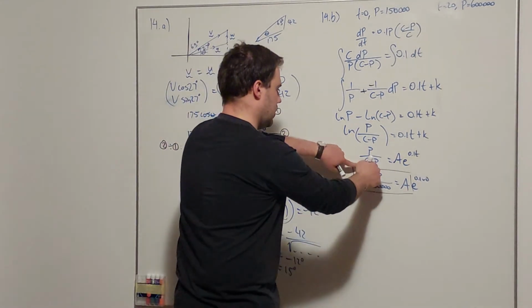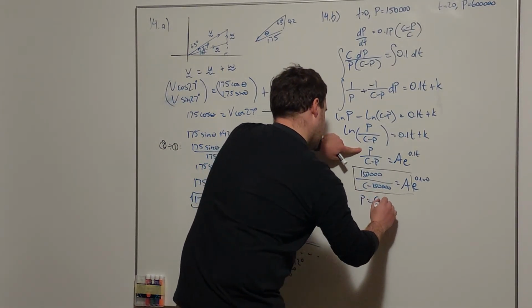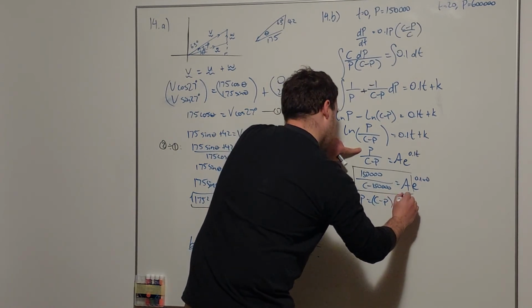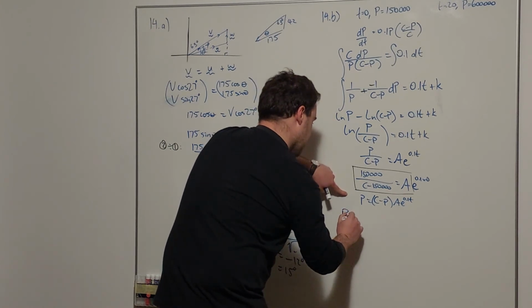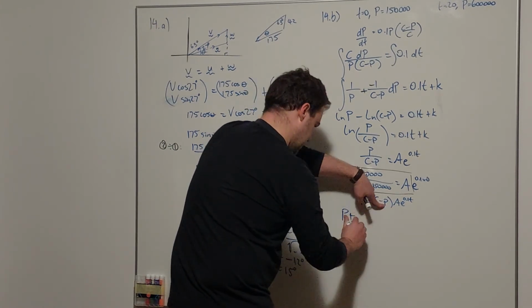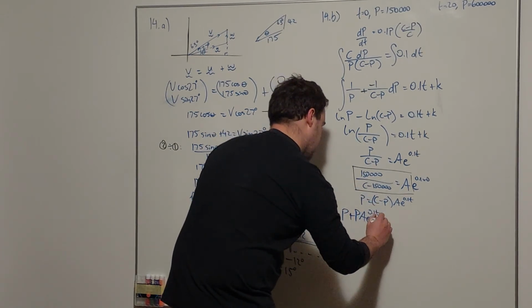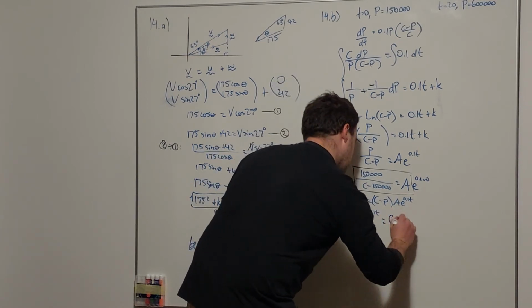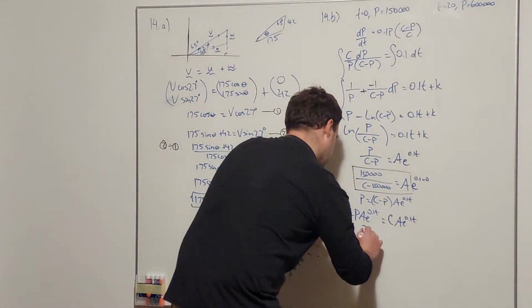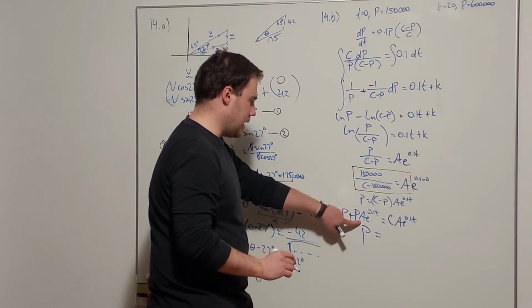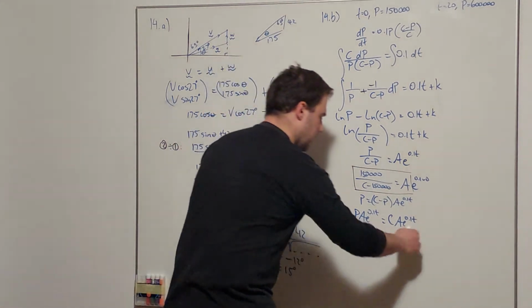Okay, so now I'm going to keep proceeding from here. If I times C minus P up to here, we're going to have P equals C minus P times A e to the 0.1t. If I expand this out and bring the P over here, we're going to have P plus the P times that over on this side equals C times that. Now if we take P out as a common factor, that's P times 1 plus A e to the 0.1t, and then we divide the 1 plus A e to the 0.1t down on the other side.